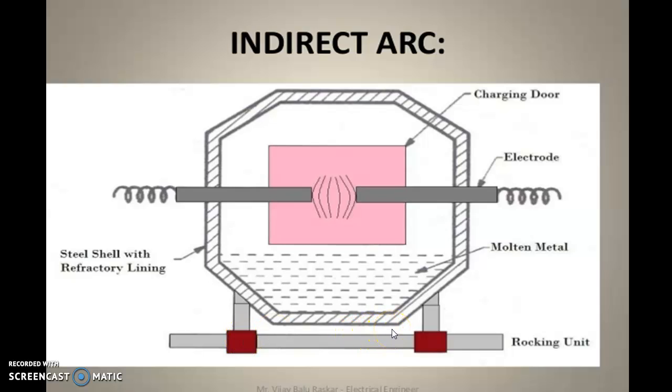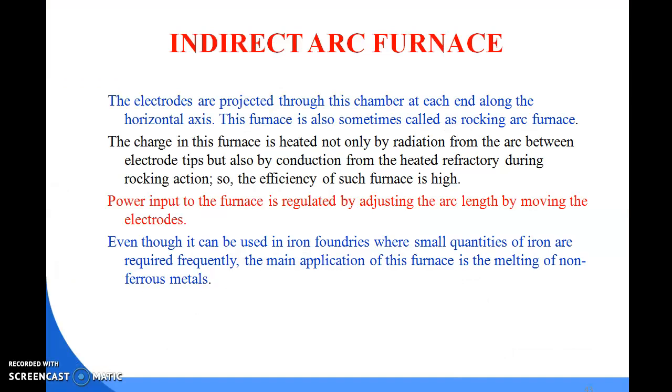So in the indirect arc furnace, the charge is present, but the arc is formed only between the two electrodes. That is called the indirect arc. The electrodes are projected through the chamber at each end along the horizontal axis. This furnace is also sometimes called a rocking arc furnace.